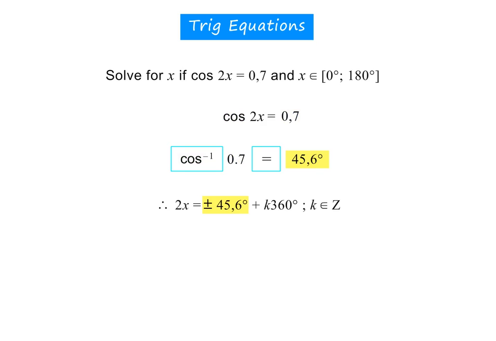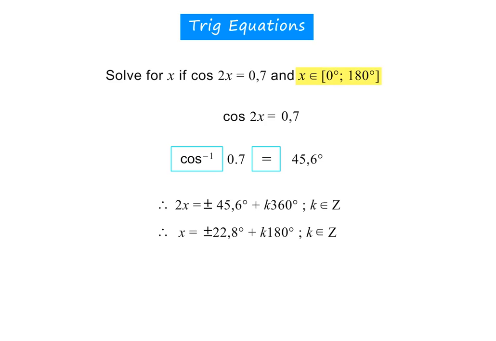We then use this angle to write down the general solution for cos, which is plus minus the angle plus k 360 degrees. But please take careful note. The angle we need to write down here is 2x, not x. This is important to remember. And then we need to divide both sides by 2, because we are asked to solve for x, not 2x. Please note I also divide k 360 degrees by 2.